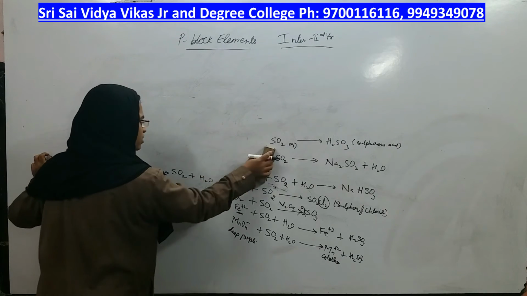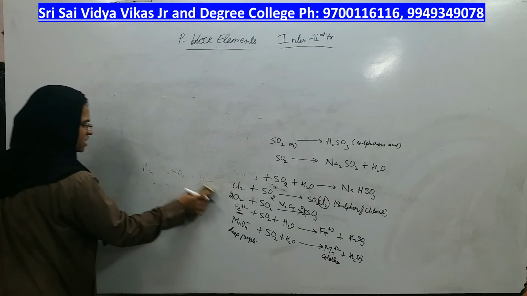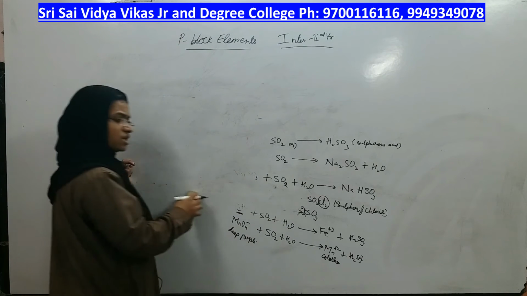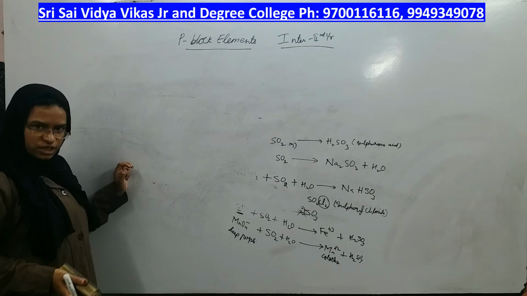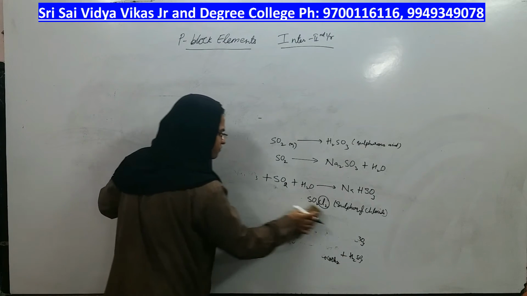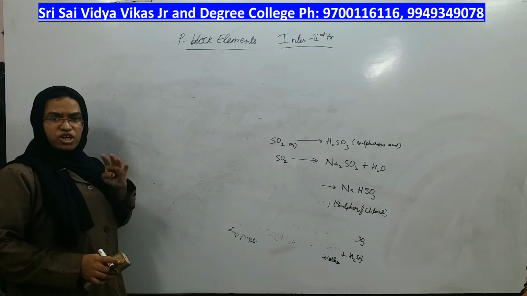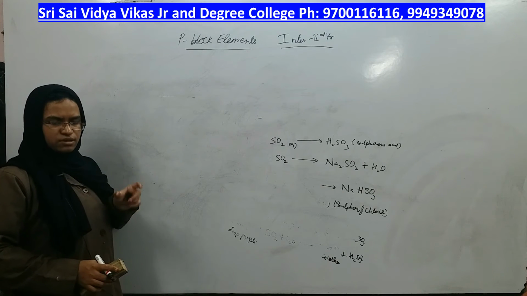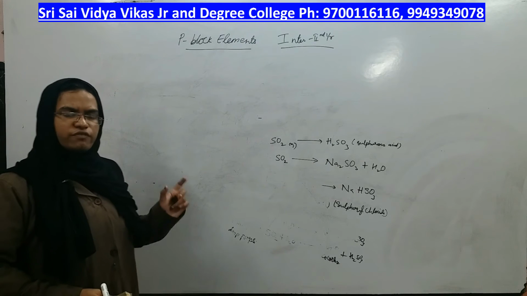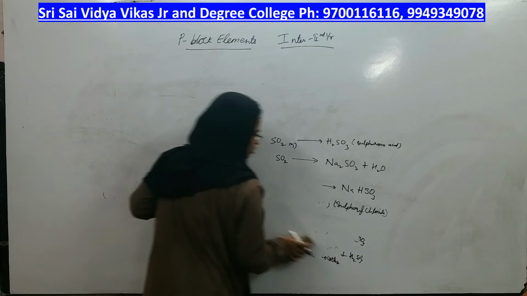There are so many oxoacids of sulfur, which is sulfurous acid, sulfuric acid, dithionous acid, thionous acid, thiosulfuric acid, pyrosulfuric acid, peroxosulfuric acid. All of them are possible, but out of all of them, not every oxoacid is stable. There are only few oxoacids which are stable. So we are going to study only the stable oxoacids of sulfur.